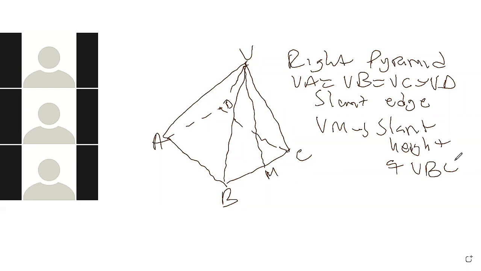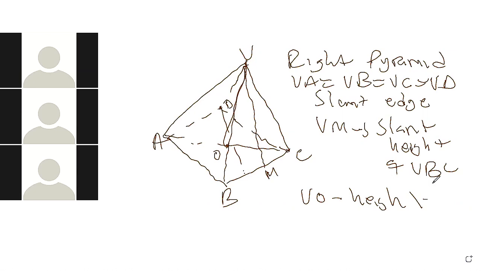But then the height of the pyramid will be, we have said that V will be vertically above O. So when you join V with O, whereby O is the center of the base, then VO will be the height of the pyramid. So there's the slant edge and then there's the slant height. The slant height is simply the height of the faces of the pyramid.